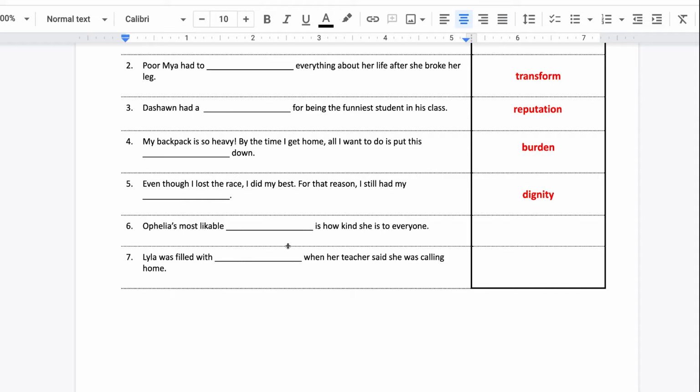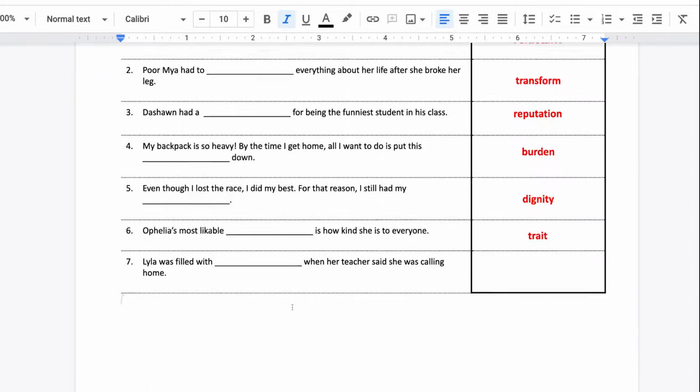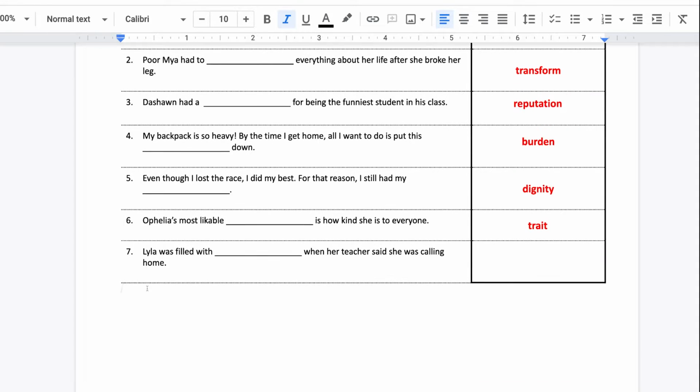Ophelia's most likable blank is how she is kind to everyone. Well, her most likable trait makes the most sense. Despair means loss of hope. So this shows how she's different or special. So we're going to put TRAIT, trait, for that answer. And then the last one should be our final word, despair. It should make sense here if we've done all the others correctly.